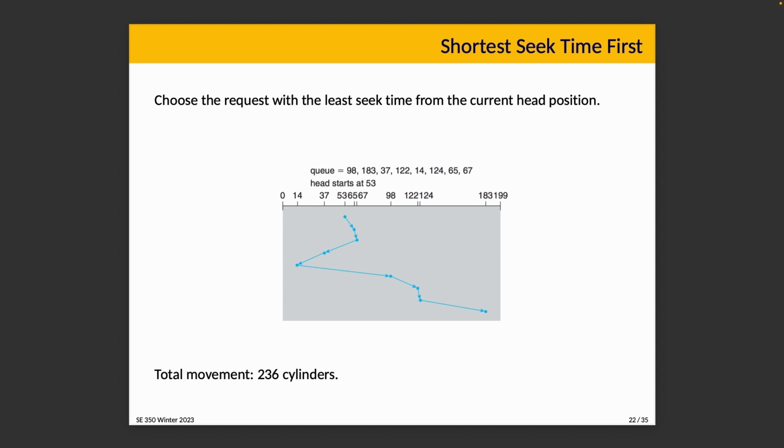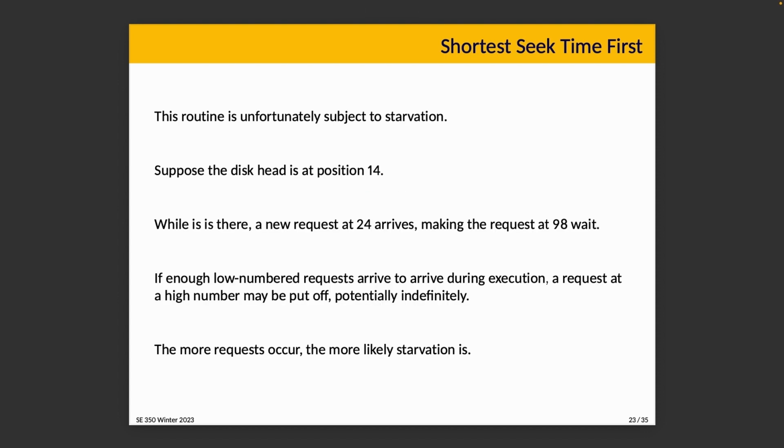Of course, things aren't always quite so simple. This routine is potentially subject to starvation. Suppose the disk head is at position 14. While we're there, a new request arrives at 24, and that's the closest one, so we go do it. Then another low-numbered request arrives, and we do that too. Effectively, a request at a high number is going to be put off for a long time, potentially indefinitely.